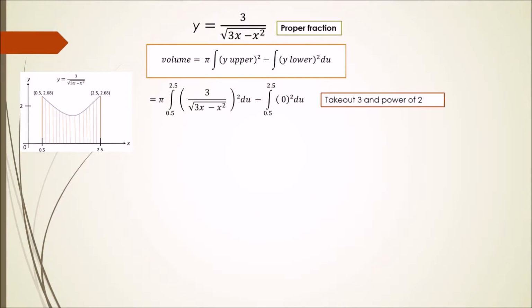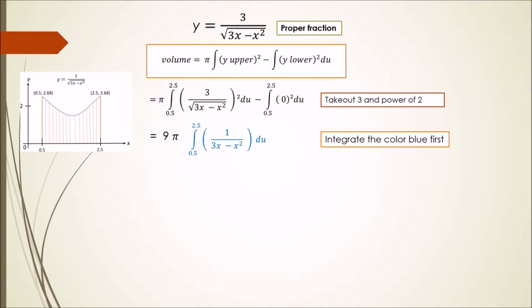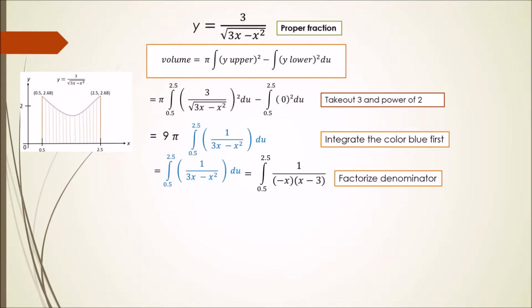To make it easier, take constant 3 and the power of 2 outside the integration. 3 to the power of 2 becomes 9. To make it easier, integrate the blue color first. So to simplify, factorize the denominator. Use the partial fraction to solve it.